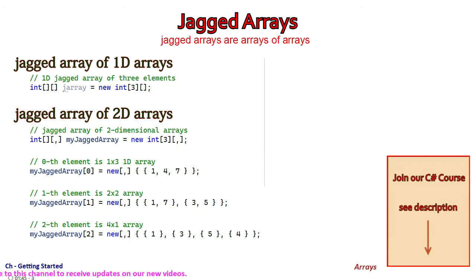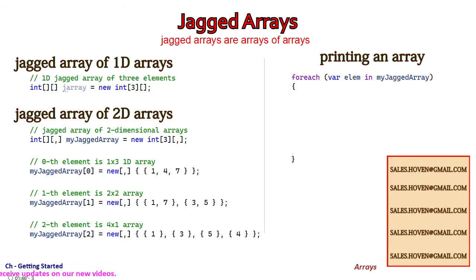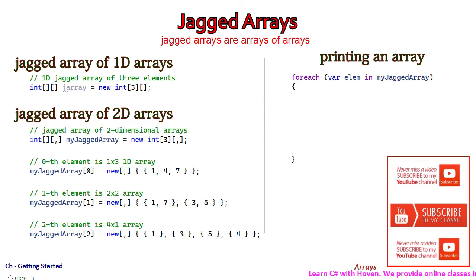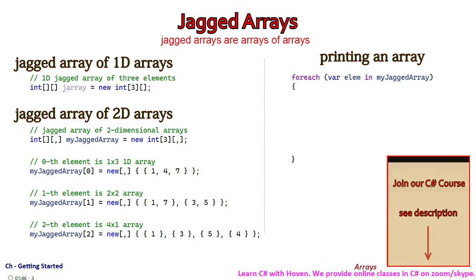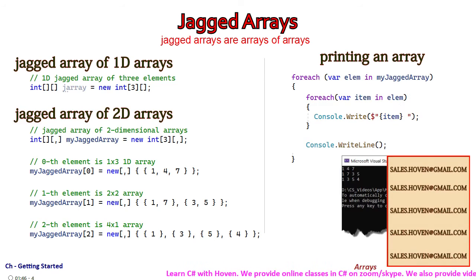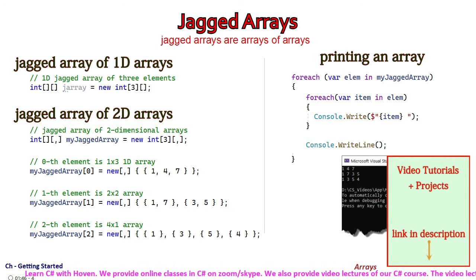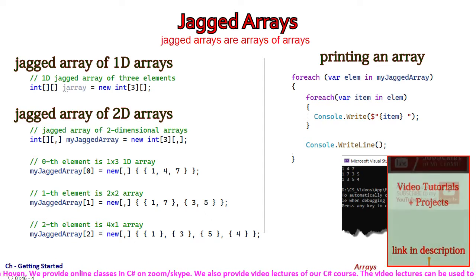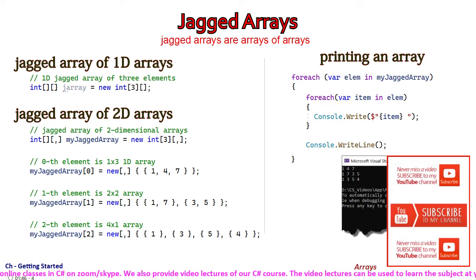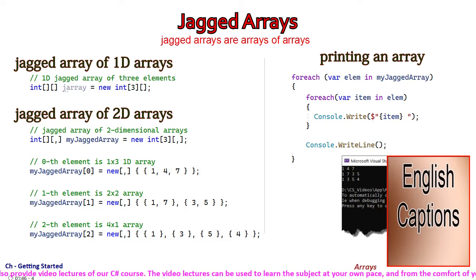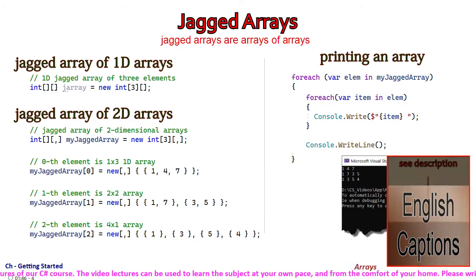An array implements IEnumerable. It can therefore be iterated with a foreach loop. The first foreach loop that you are seeing here iterates over the elements of the jagged array. But since each element of a jagged array is an array, we can run a second nested foreach loop over that element to print the elements of this array. So this code will print all the integers held in this array, and this is how we can use foreach loops on a jagged array also.